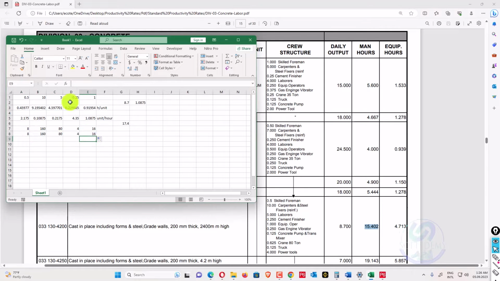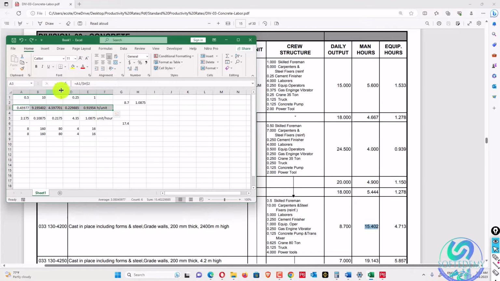So this is the productivity rates. If you want to apply multiply, you can use this one. If you want to divide, you can use this one. So what is crew size? If this set of people, 0.5, 10, 5, 0.25 and 1, are two people working, like two sets are working, so this total productivity will be double.